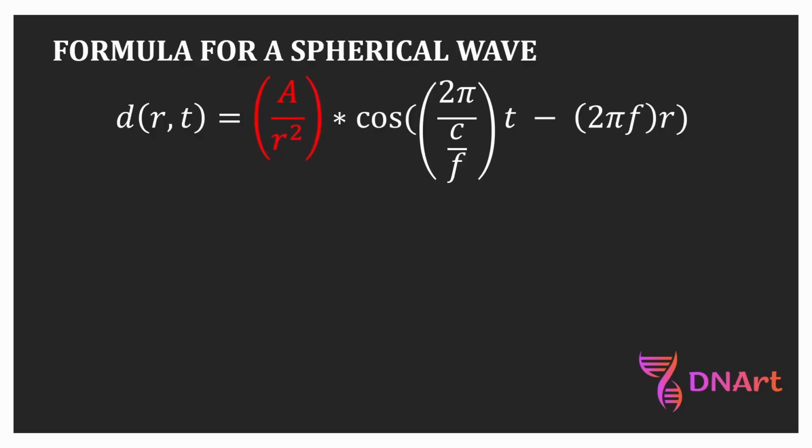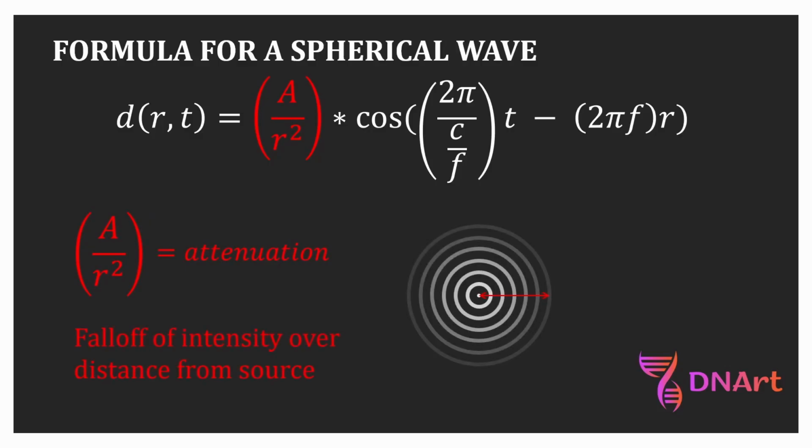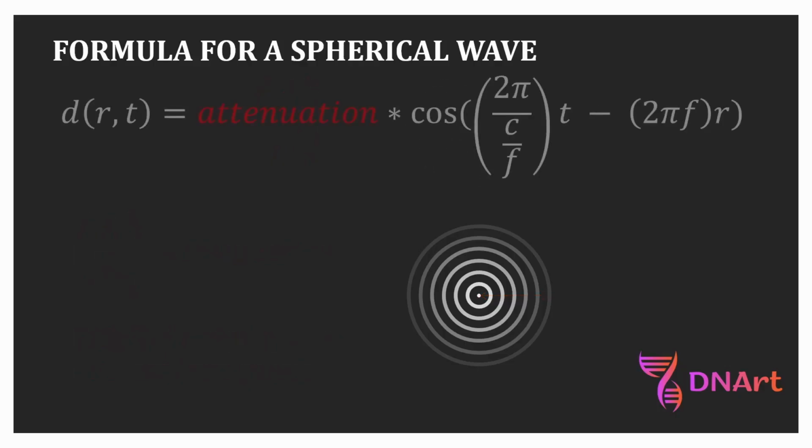So let's now break down this entire function and look at what the different parts do so we understand what we're building in the shader. This first term here is going to be the attenuation, which is the falloff of intensity over the distance from the source. For all waves, the further away you get, the intensity of that wave drops by the square of the distance. So that's what our attenuation value is. And I'm going to get rid of the actual math in our equation and swap it with the name attenuation.